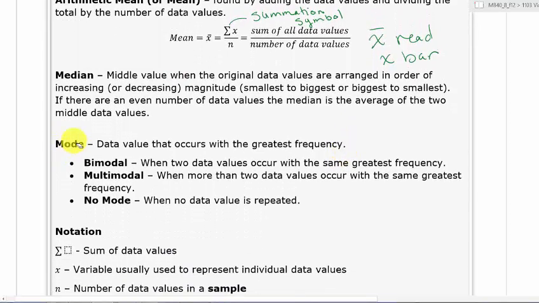Next, we have the mode of the data. The mode of the data is the data value that occurs the most frequently amongst all of your data. If there's more than one that occur the same number of times, so let's say you have a set of data and there are two items that show up 3 times, then both of those would be your mode, as long as there aren't any that show up 4 or 5 times. Multimodal is when you have more than two, and there's no mode if there aren't any repeated data values.